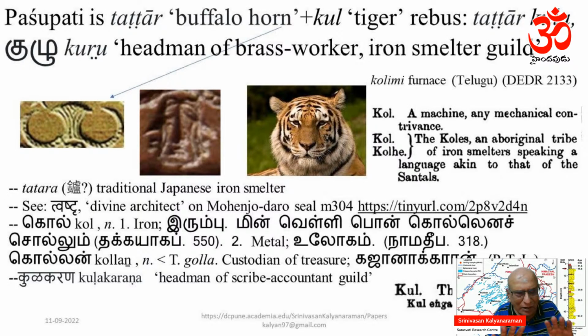The face is not a very original face. It almost looks like a frontal picture of a tiger. If it's Kula, Kul can be a machine. Kula can be a head of a guild. Kul can be a tiger. He's wearing buffalo horns. Tatara, buffalo horns. Tatara is an iron smelter in Japanese. He's a Tatara, he's a brass worker from Brazil. Next, please.